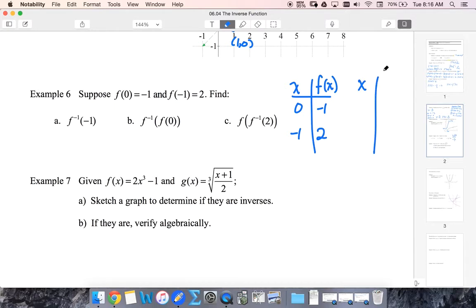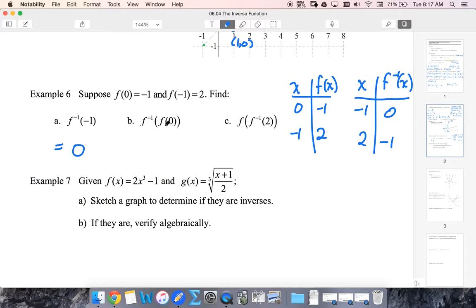Well, if I think about an x and the f inverse of x, I take these points and I flip them. So -1, I get out 0. 2, I get out -1. So now, f inverse of x, when I put in the -1, I get out the 0. I can also think about this as the y value on the original function, and it gives me the x. So f inverse of -1 is equal to 0.